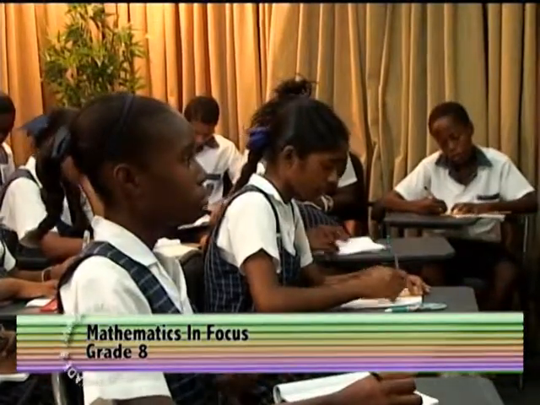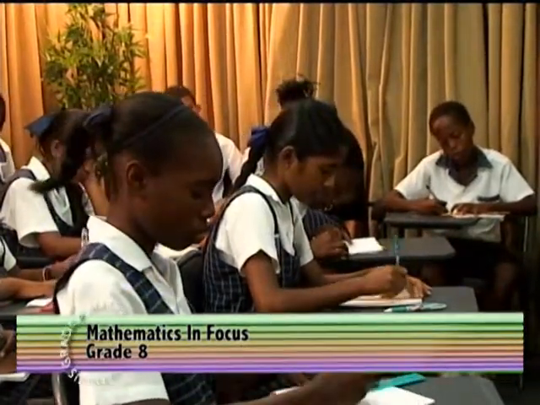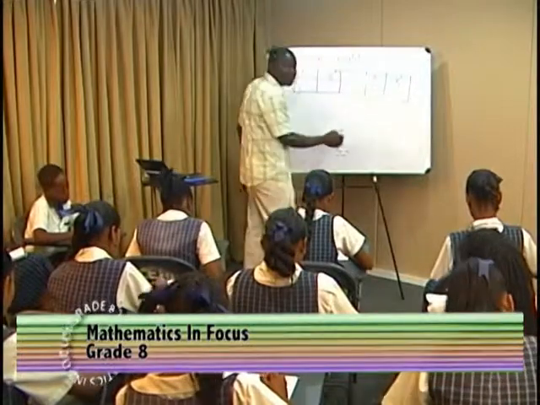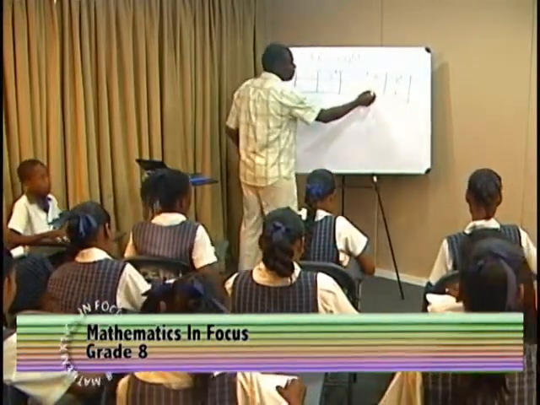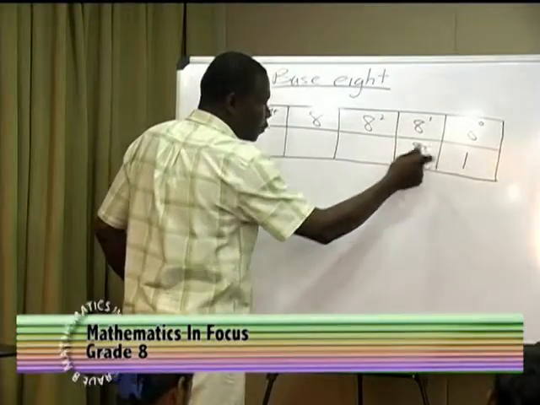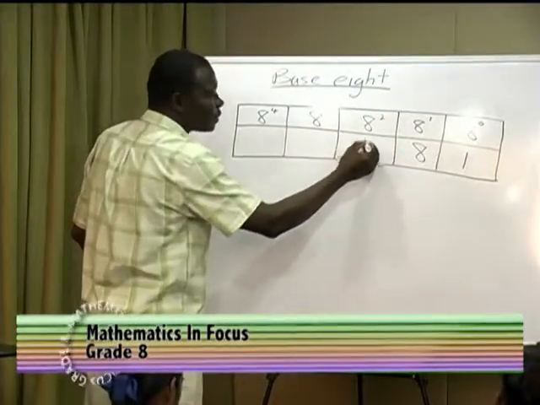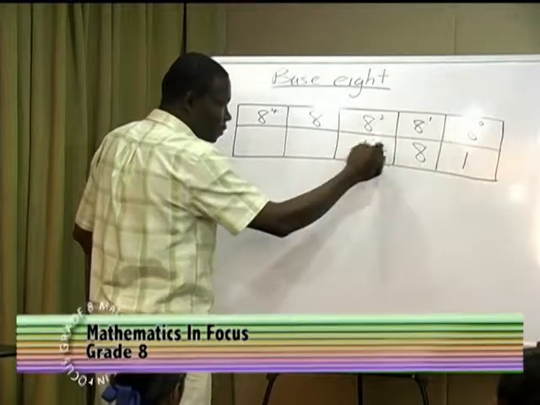And that was very fast how you answered those. Now I want you to help me to complete in here. What do I write in here? 1. 1, correct. Then here? 8. Yes, because 8 times 1 is 8. Then here? 64. 64. 8 times 8 is 64.